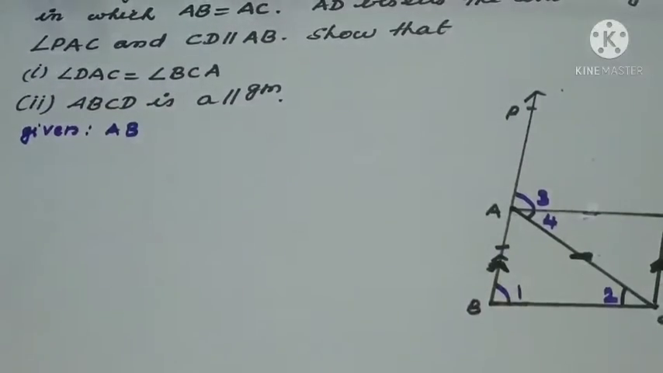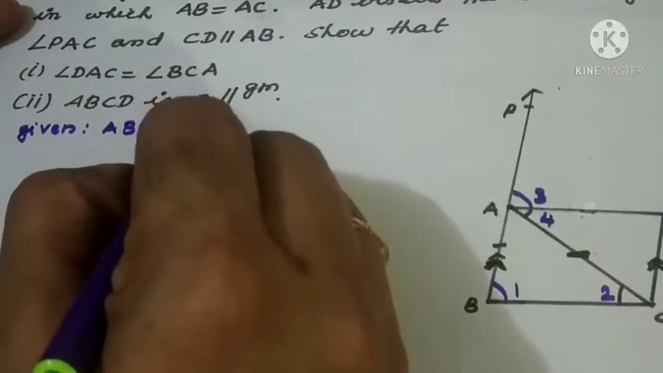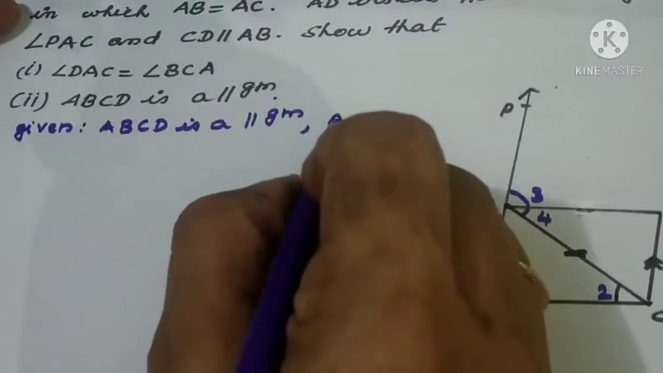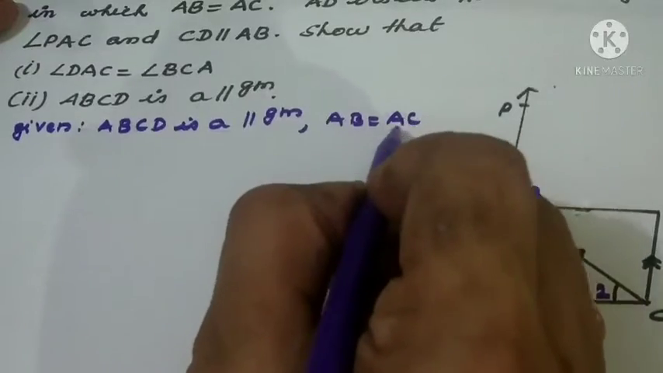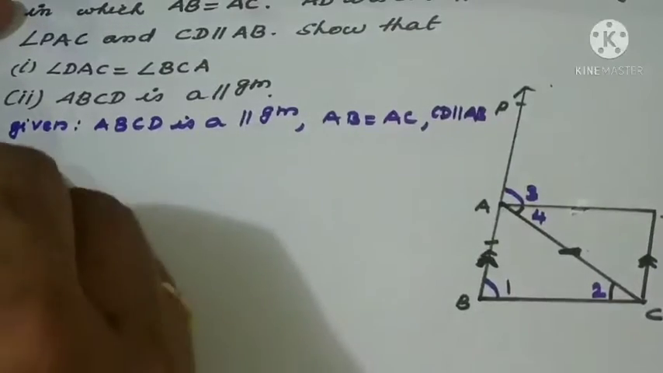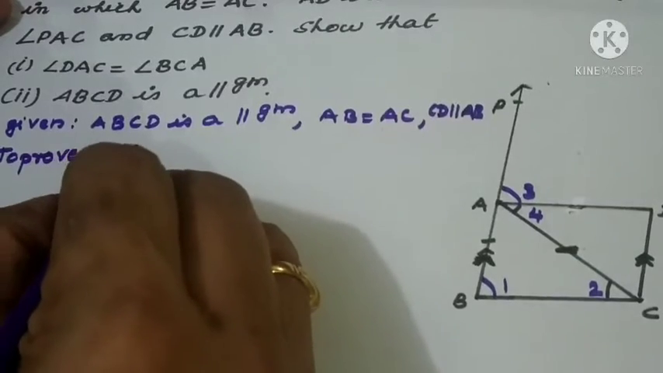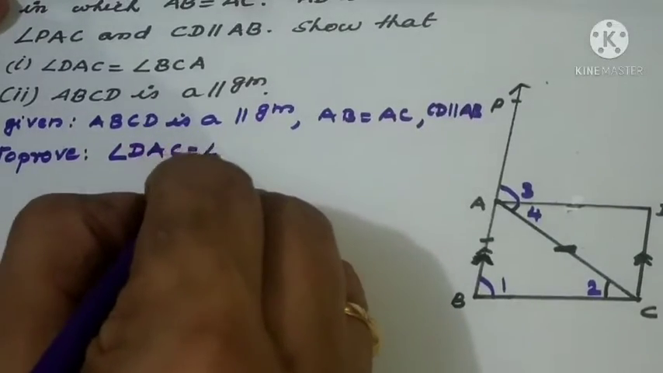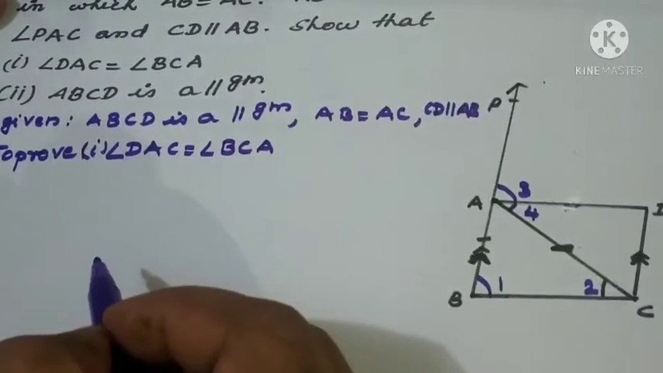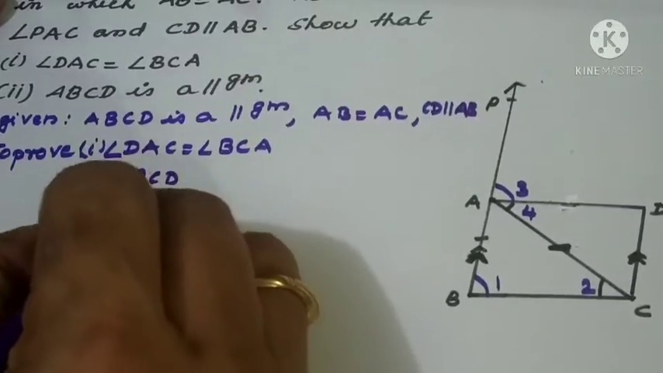ABCD is a parallelogram. AB equal to AC, CD parallel to AB. To prove, angle DAC equal to angle BCA, that is the first one. Second one, ABCD is a parallelogram.